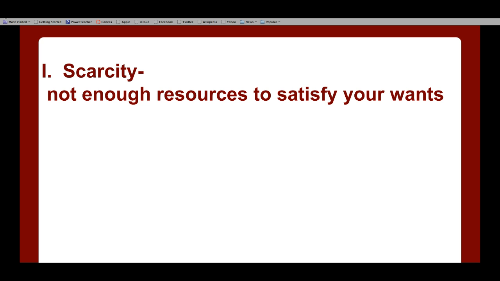Mm-hmm. Okay, so scarcity is not having enough resources to satisfy your wants. As I mentioned with the Starburst thing, this is when we have an unlimited amount of things that we want. If we're talking about other things other than candy, we could go around the room and list all the things that you want, okay? But the problem is that we don't have an unlimited amount of resources.